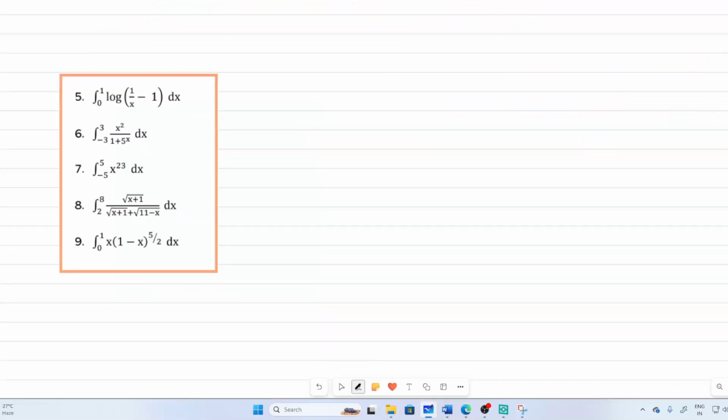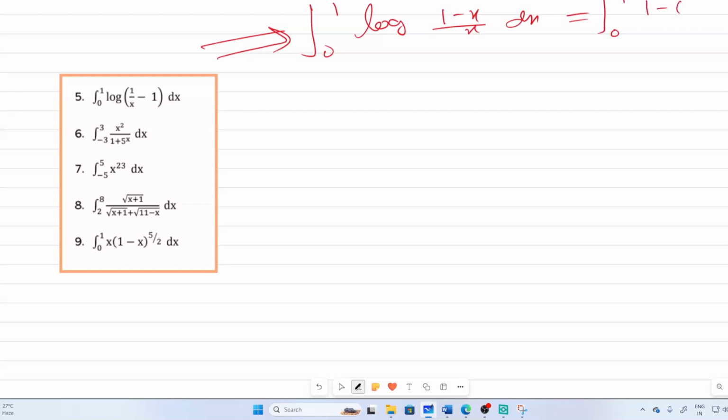Now for the fifth problem, 0 to 1, you write it in this manner, integral from 0 to 1 of log of (1 minus x) by x dx. Then use the fourth property. What is that? 0 to a f(x) dx is 0 to a f(a minus x) dx. So this can be written as 0 to 1, log of (1 minus this) divided by (1 minus x) dx.